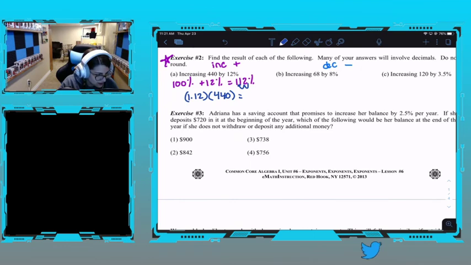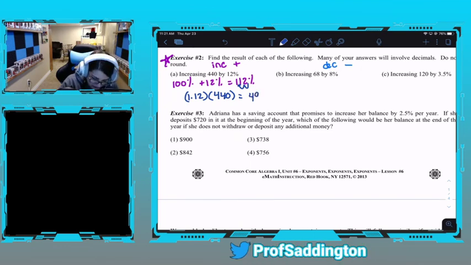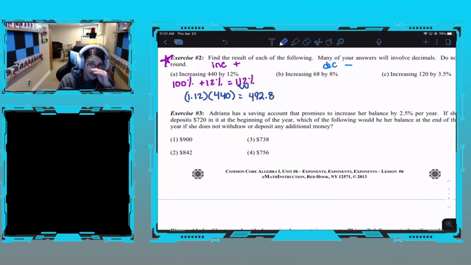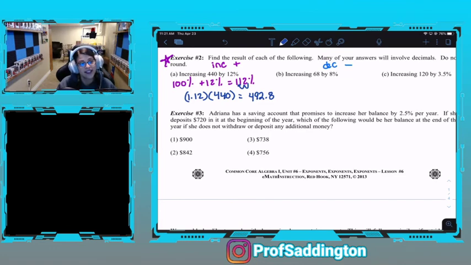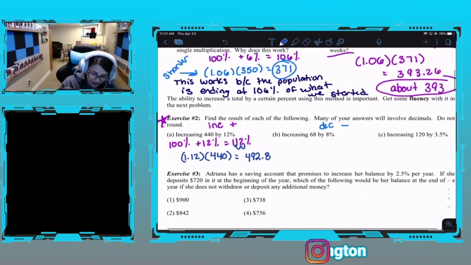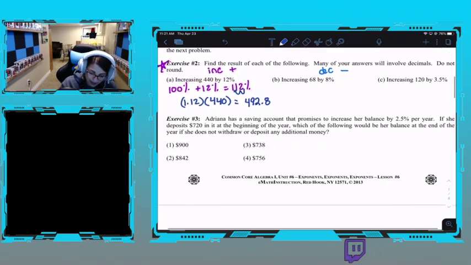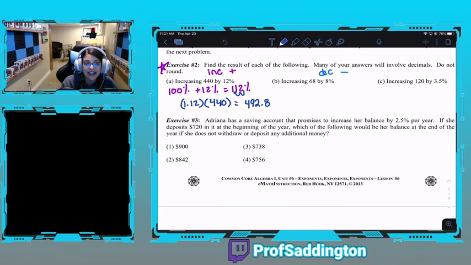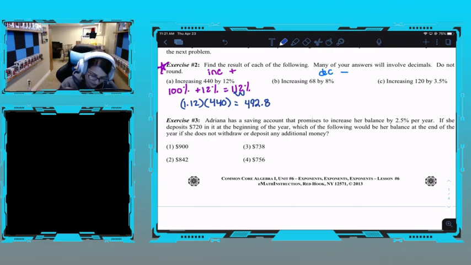And what do we get? We get 492.8. So for these, I'm not going to round because I don't know what it's measured in. It could be dollars. I don't really know. It doesn't specify. So we're going to leave it as the exact answer. The reason I rounded the last one is because we were talking about a population of bugs, and I can't have part of a bug. That would be really weird. So there's no unit specified. Just leave it as it is.